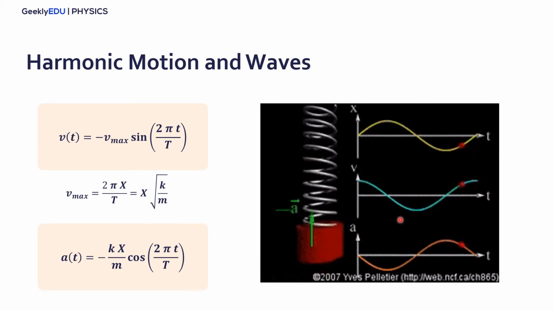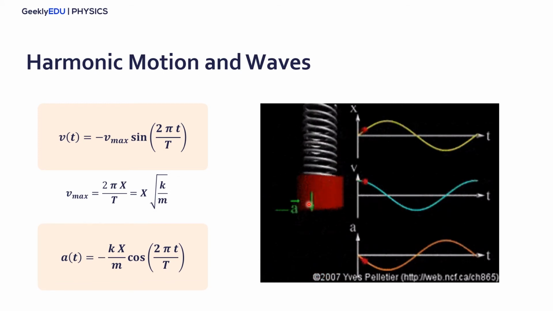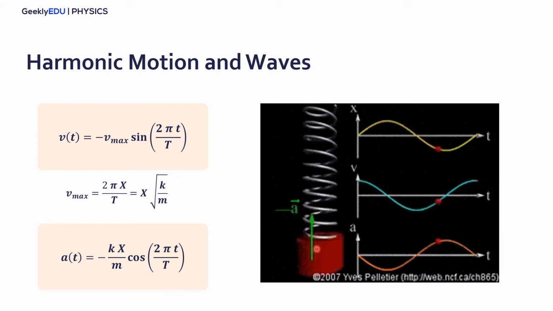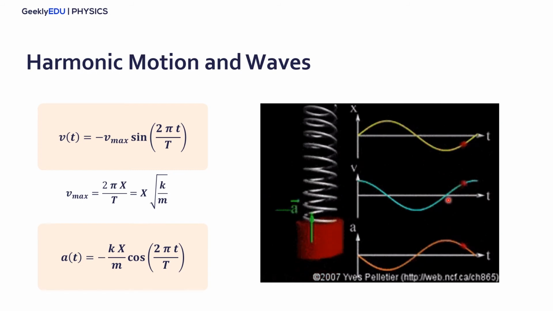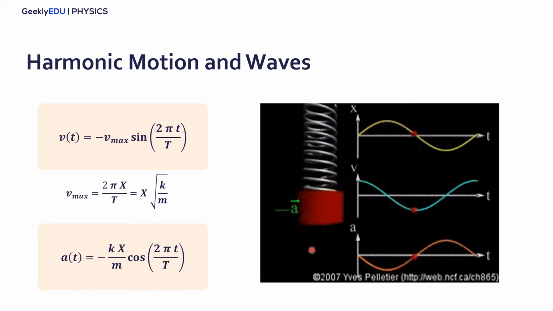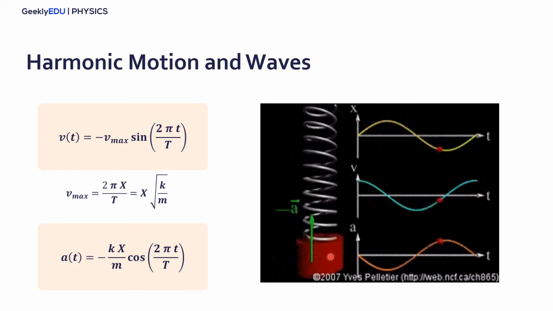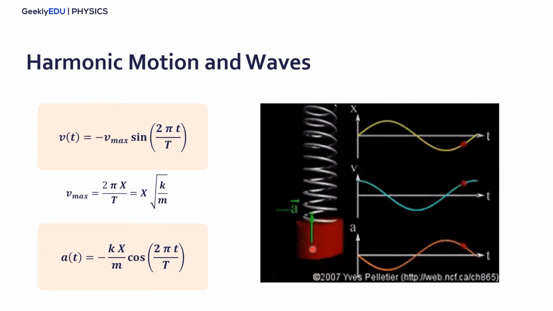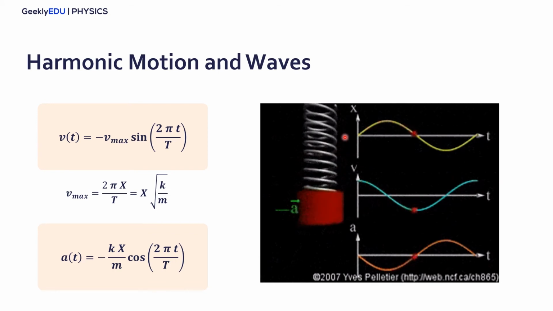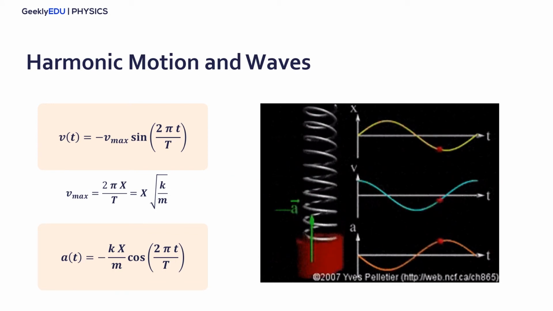And the same for acceleration. You can see the green arrow here shows the magnitude of the acceleration. So at a certain point, when the block stops, we have actually the maximum acceleration in the opposite direction of the motion. So every time the block is here at its maximum extension of the spring, or when it's compressed, we have the maximum acceleration.